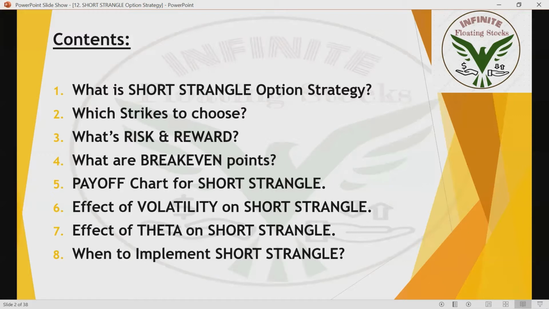I'll tell you when to implement the strategy and why, what the entry point should be, what the stop loss should be, and what the target should be. I'm going to discuss everything in detail in this session. This session is very important and this strategy is very powerful. It gives good returns, and you can generate monthly income from this strategy.